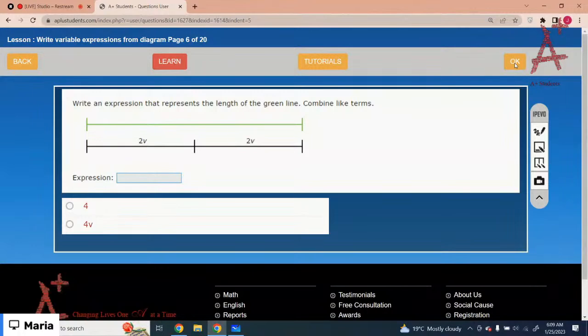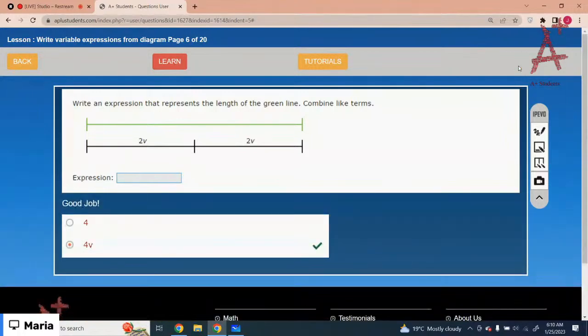2v and 2v are the like terms. You can collect them. 2 plus 2 makes 4. So it would be 4v. Very good. That is the correct option, 4v. Just select the correct option and click on the OK button.